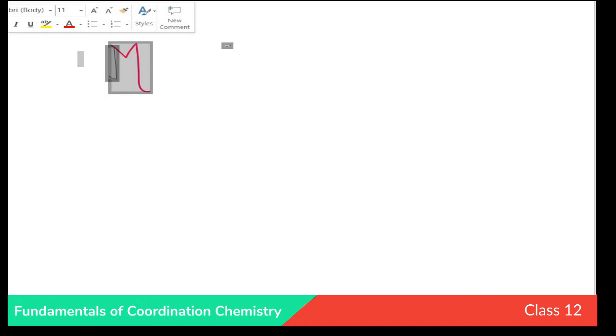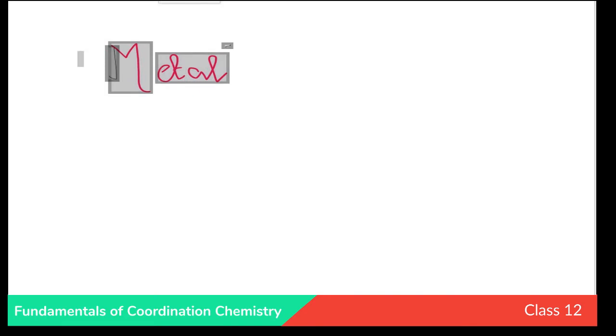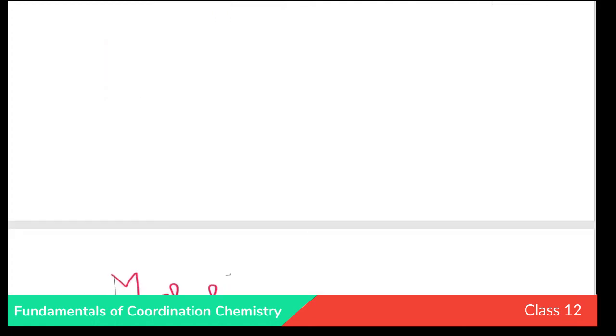In order to form a coordinate bond, what was important was we needed a few things for the bond to take place. Number one being a metal, right? So we need a metal for sure. And we need a ligand. Now, what do I mean by a metal and what do I mean by a ligand is what we are going to discuss right now. So, the first thing we need is a metal, and the second thing we need is a ligand.